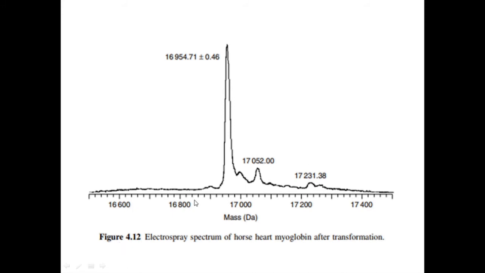This is done with software with true mass scale. This is figure 4.12, and it is the transformed form of figure 4.11, the electrospray spectrum of horse heart myoglobin after transformation.